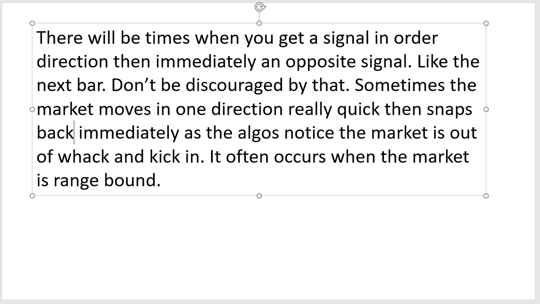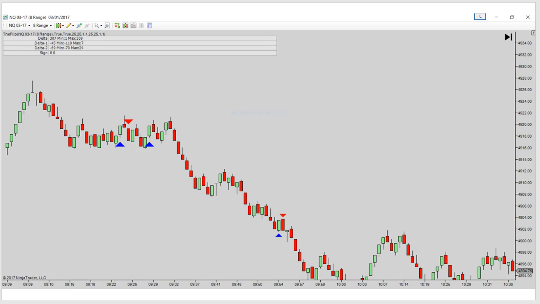But anyway, there are going to be times where you get a signal in one direction, then immediately you get another one. Like here, this is a buy, then it comes back with a sell. Here's a buy and it comes back with a sell real quick, and then another buy real quick. Sometimes it happens when a market is in a range, and sometimes it happens like this. The market's sold off really quick. You get a buy signal. But then the sellers come back in and say, hey, we're going lower, and whack it lower.